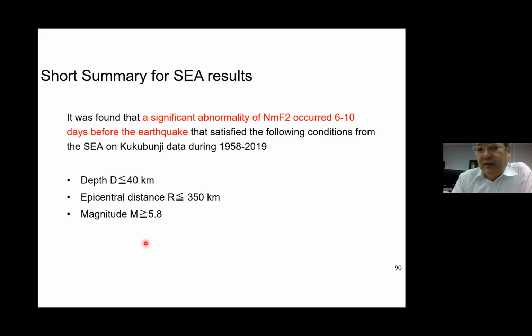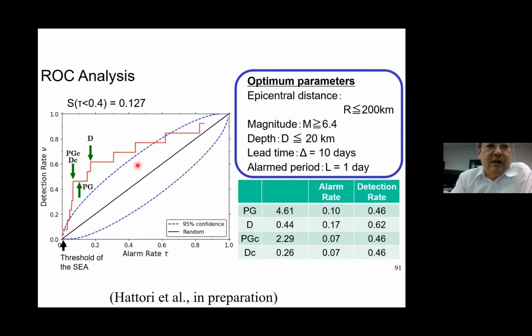This is our statistical significance. And we assess the precausality using ROC analysis. And this is a final ROC, and this red curve indicates. Anyway, the optimum parameters are: epicenter distance 200 kilometers, magnitude greater than 6.4, shallow depth, shallower than 20 kilometers, lead time 10 days, alarm period 1 day. This gives us this result.